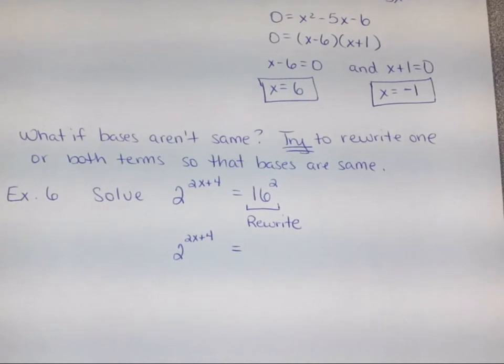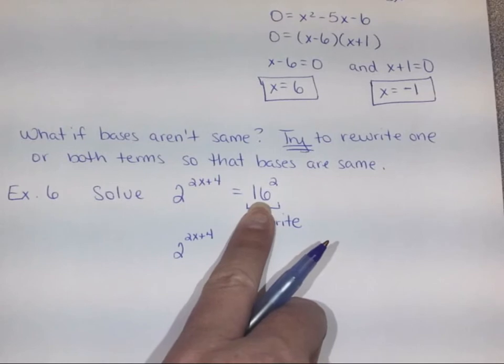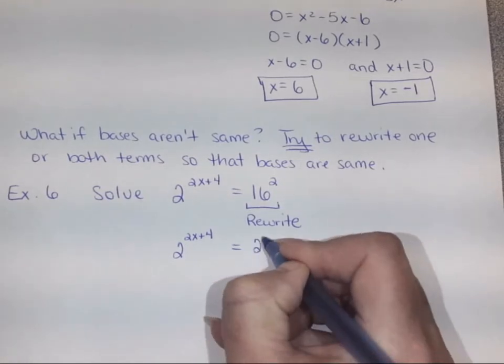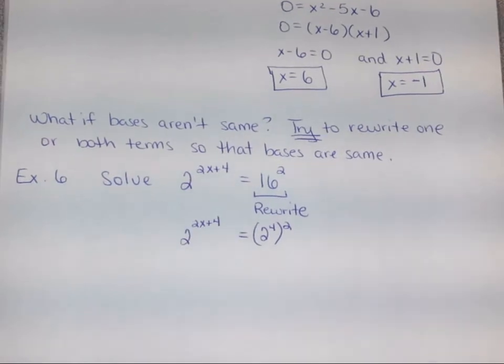But I could break down 16, okay? But remember, I'm trying to break it down into a power of 2, okay? So ignore the squared power. Let's just talk about 16 for a minute. So how many 2's would I need to multiply by to get to 16? 4 of them, right? So I'm going to rewrite just the 16 as 2 to the 4th. And then don't forget about your original, the fact that it was squared.